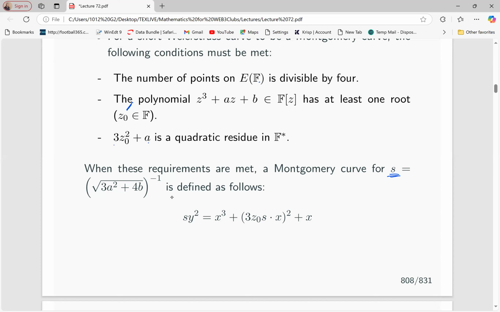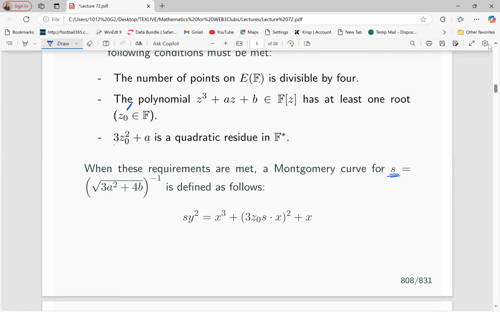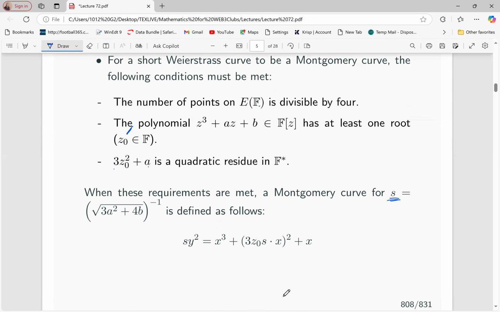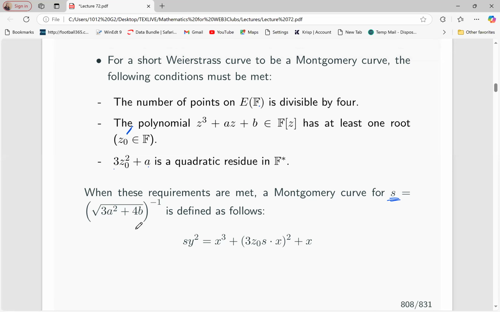Where are we getting A and B? A and B are just from that short Weierstrass equation. So A squared multiplied by 3, then add it to 4b. The answer, get the square root of that. Of course, you're doing it mod q. Get the square root, and then the inverse of the square root gives you s.